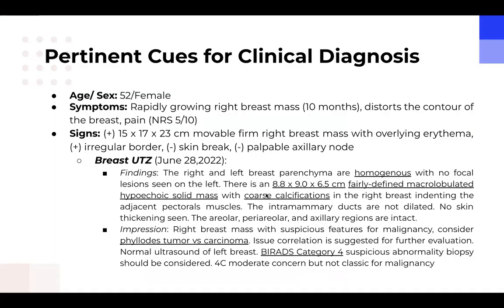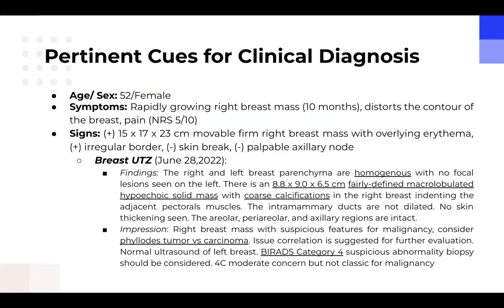We now review the pertinent cues that will lead us to our clinical diagnosis. So we noted that the patient is a 52-year-old female with a rapidly growing right breast mass of 10 months duration, with breast contour distortion and associated pain 5/10.